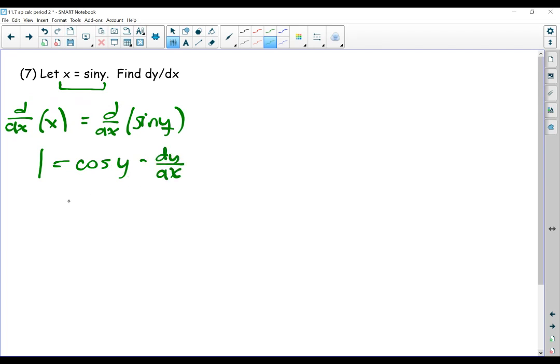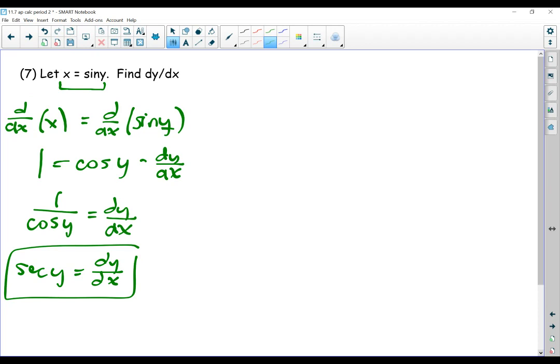Maybe then I get dy/dx by itself. I get 1 over cosine of y equals dy/dx. Ooh, that's just secant of y equals dy/dx. And there's my derivative.